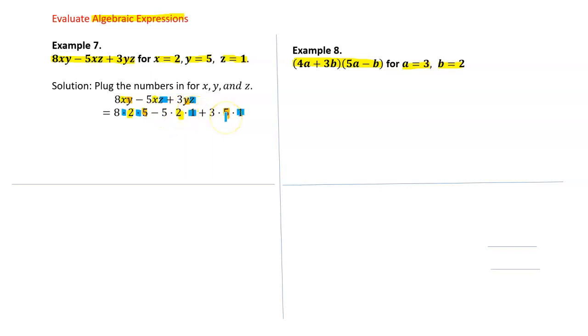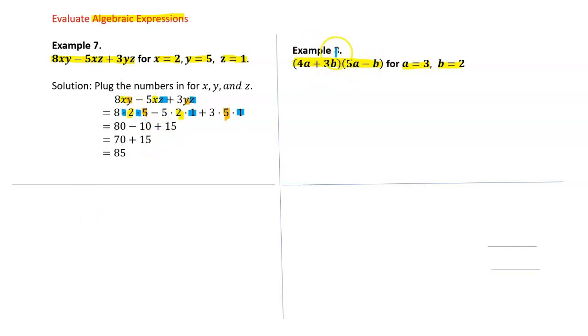3 times 5 is 15, and 15 times 1 will still be 15. So after we multiply all these numbers out, we got 80 minus 10 plus 15. Now let's follow left to right order, because subtraction and addition have the same priority. So we do 80 minus 10, that's 70. 70 plus 15 gives us 85.